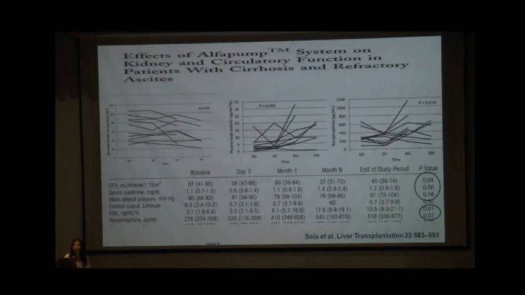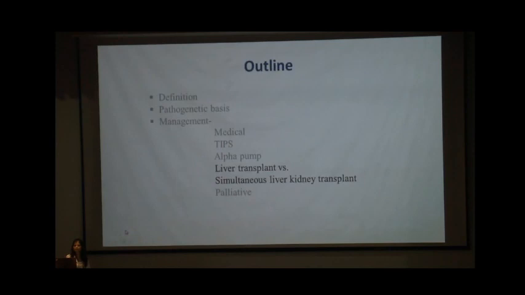And this was a very elegant study again, which looked at what happens to the hemodynamics and renal function after placement of the alpha pump in a set of 10 patients. And you can see here that all these patients had reduction in GFR after placement of this pump. There was an increase in the plasma renin activity and norepinephrine levels, again signifying the circulatory dysfunction that is accompanied by the placement of this alpha pump.